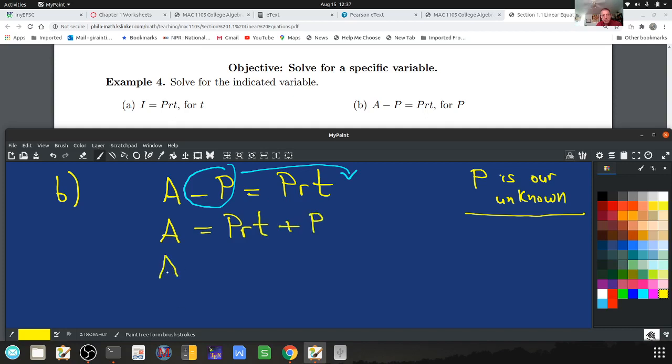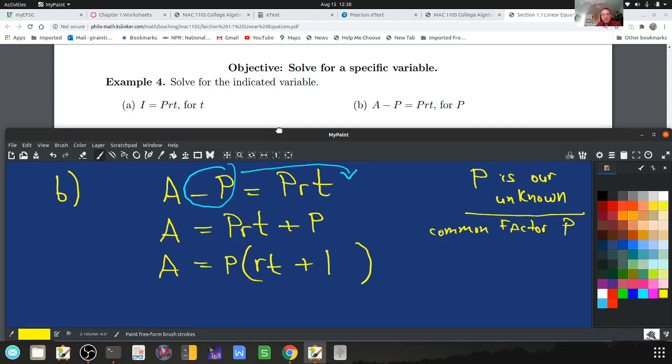Now what do I notice? Both terms share a common factor. And what is that common factor? It's P. So I can divide out or pull out a P from both terms. The greatest common factor, remember that? So PRT divided by P leaves me an R and a T. P divided by P leaves me a 1. Wow, I'm almost there.